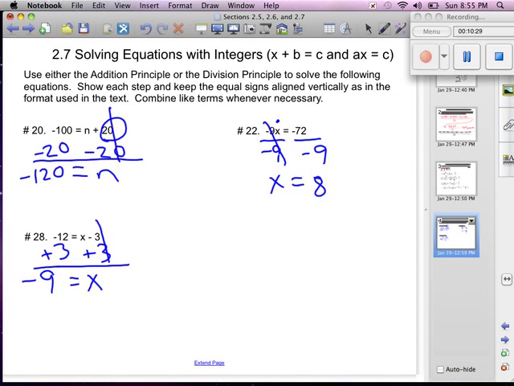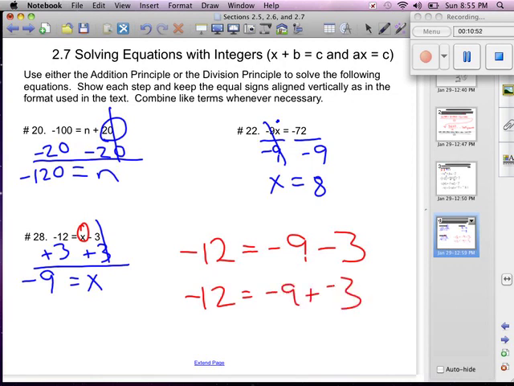Some of you like to ask me, is this true, is this true, is this true? That's the definition of a solution, is it true? Did we do it right? Let's look at number 28. Does negative 9 make the equation true? So let's put it in there. Negative 12 equals, we're going to put the negative 9 in right here. Is it true that negative 12 equals negative 9 plus negative 3? Yes, it is. So it's right.